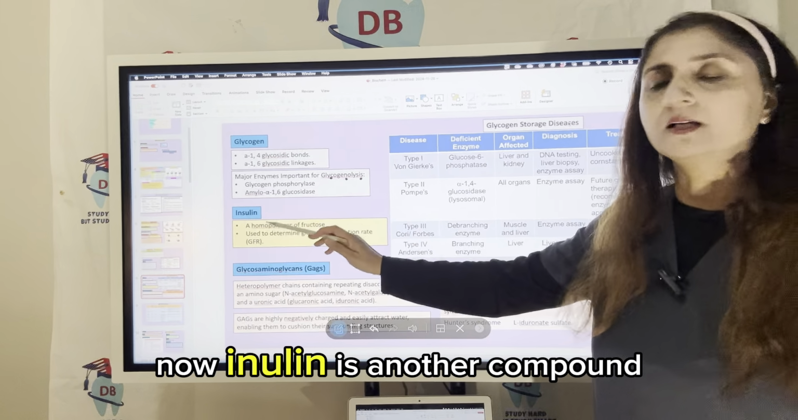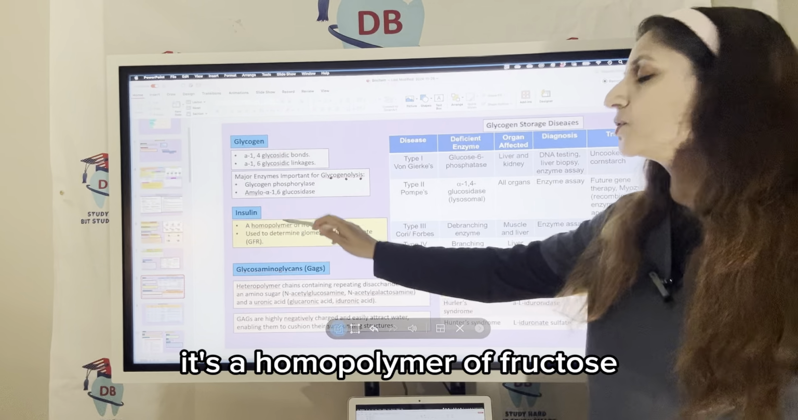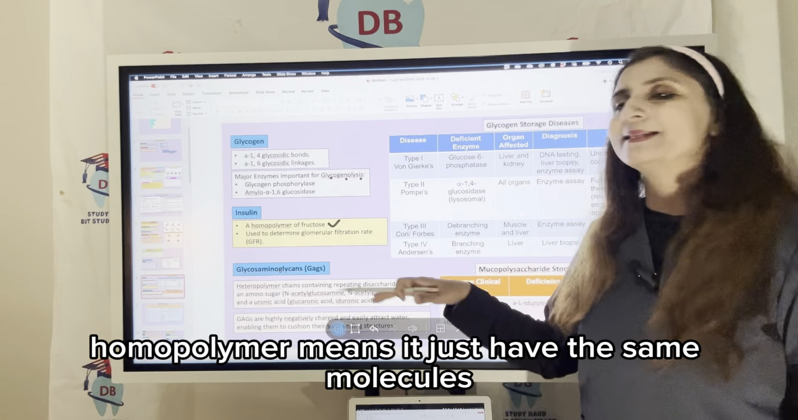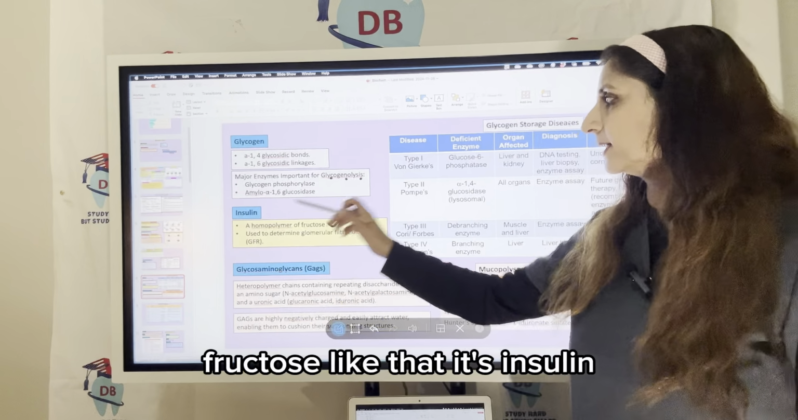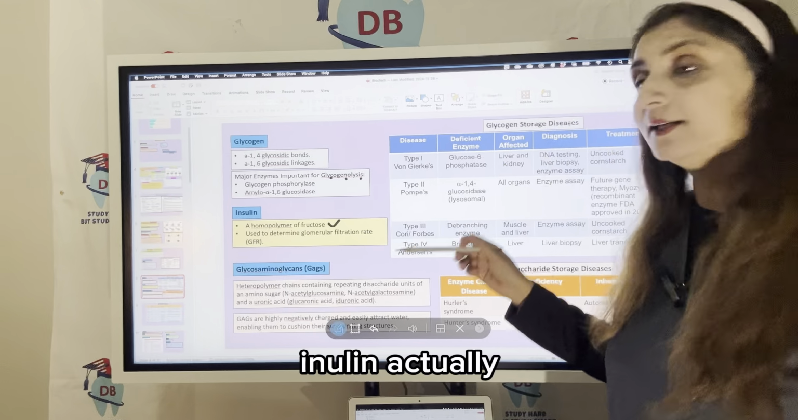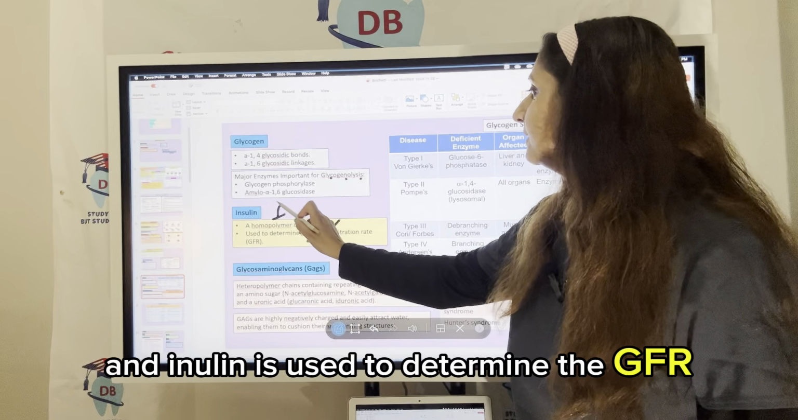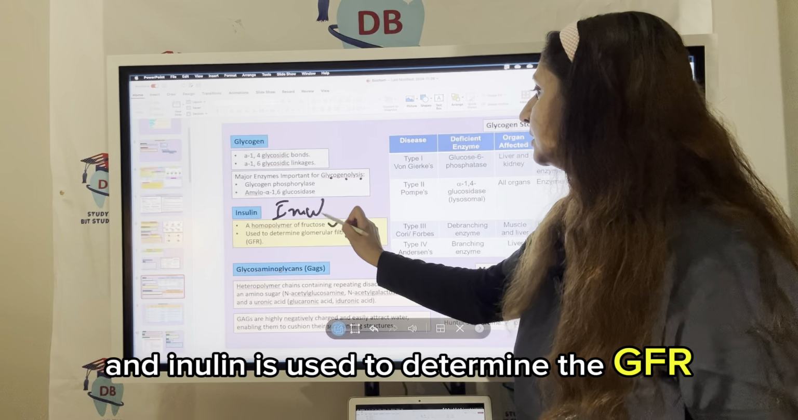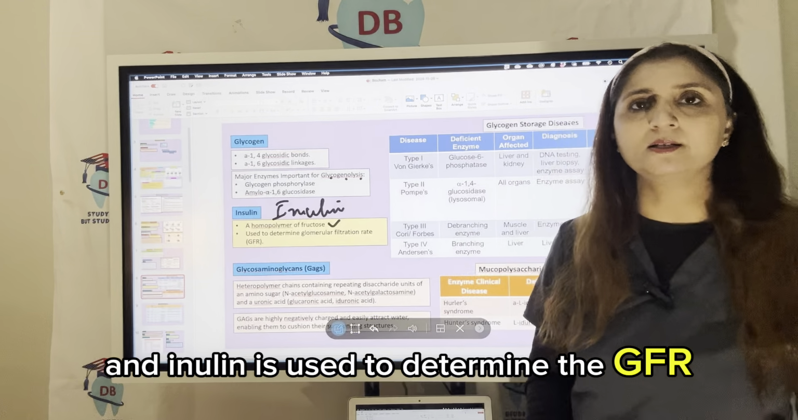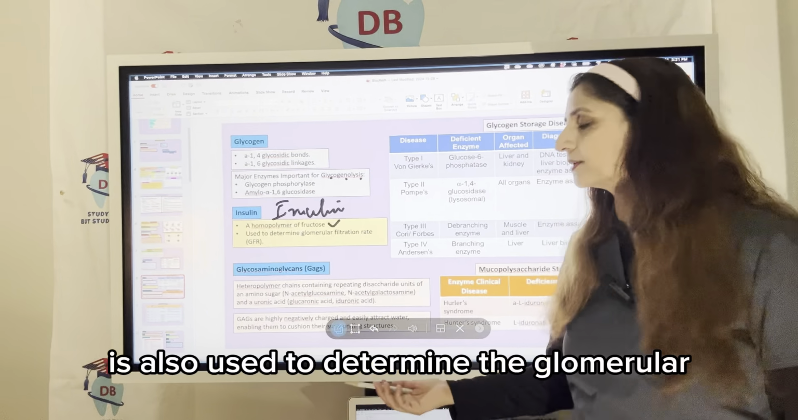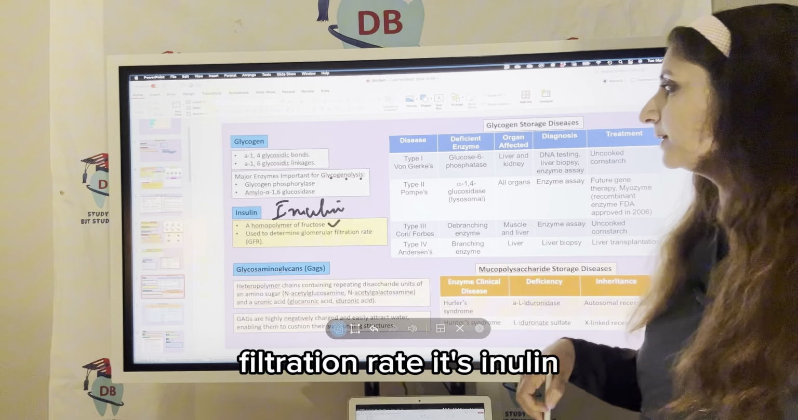Now inulin is another compound. It's a homopolymer of fructose. Homopolymer means it just has the same molecules, like fructose, fructose, fructose, like that. It's inulin, not insulin. Inulin is used to determine the GFR, just like creatinine is also used to determine the glomerular filtration rate.